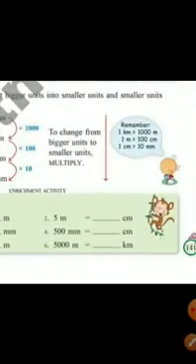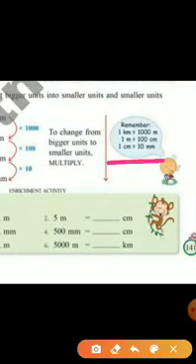Now we see the conversion. Children, here you can see some relationships are given between the units. 1 kilometer is equal to 1000 meter, 1 meter is equal to 100 centimeter and 1 centimeter is equal to 10 millimeter.